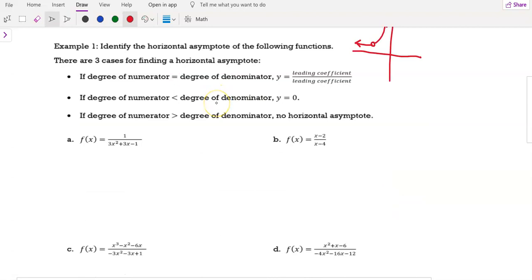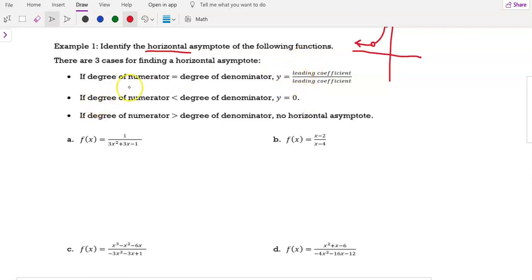Let's go ahead and jump right into example number 1. So the first example, we are going to be looking for horizontal asymptotes. And here's how we're going to do it. You really only have to look at the degree of the numerator and then the degree of the denominator. If the degree of the numerator is equal to the degree of the denominator, then your horizontal asymptote is just going to be the ratio of your leading coefficients of both.